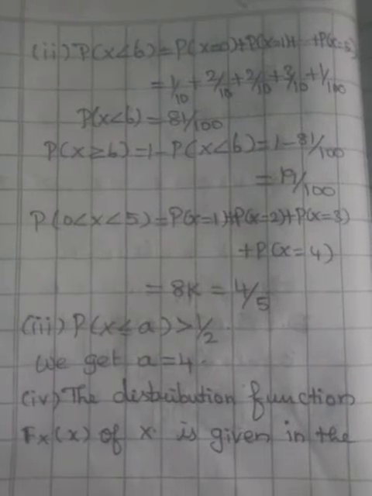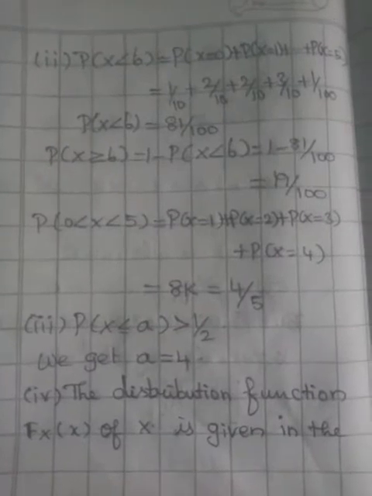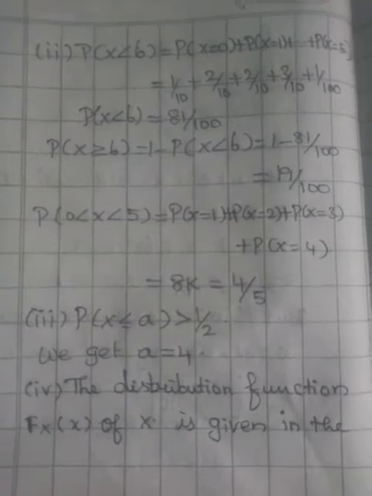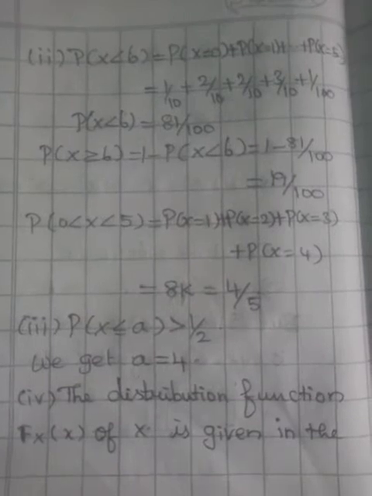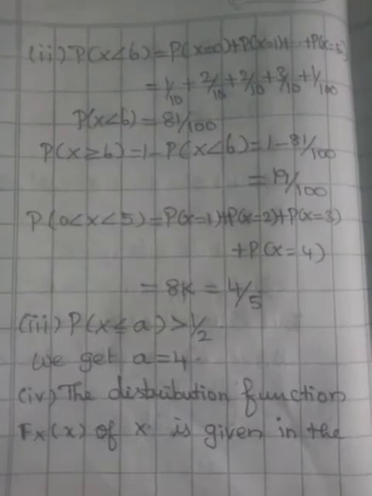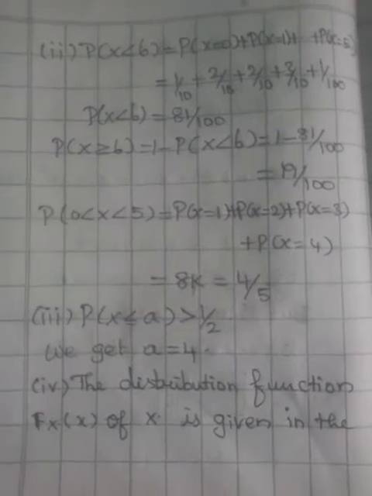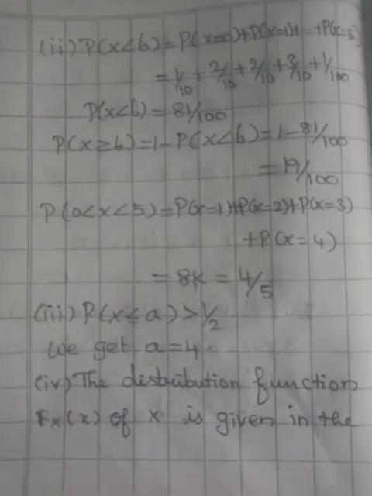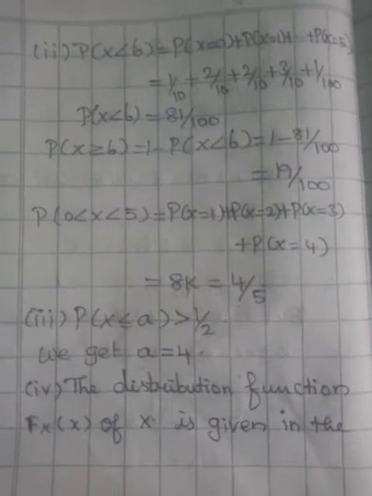P of 0 is less than x less than 5 is equal to P of x is equal to 1 plus P of x is equal to 2 plus P of x is equal to 3 plus P of x is equal to 4. That means x values 1 to 4. So the value is equal to 8k equal to 4 by 5. Third one, P of x is less than or equal to a is greater than 1 by 2. We get a equal to 4.